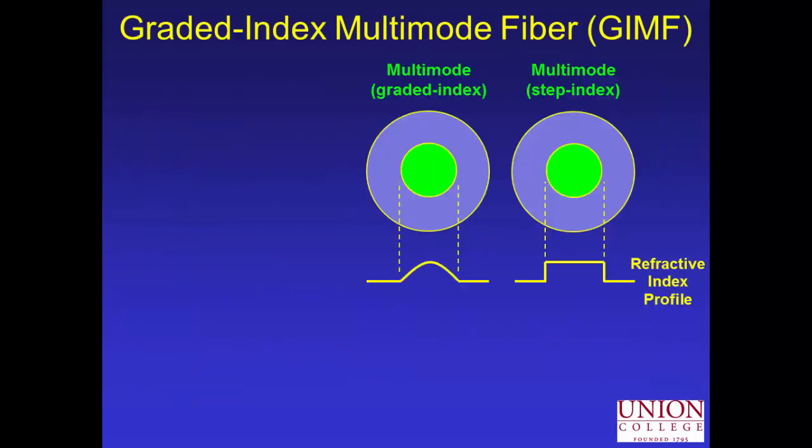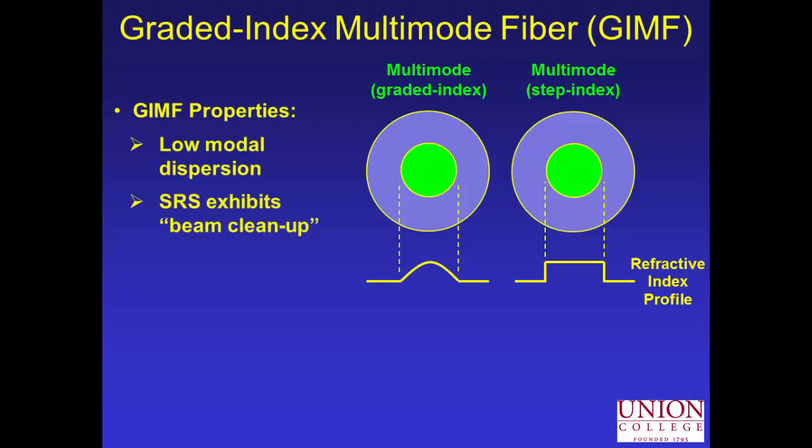As far as just a quick tutorial on graded index multimode fibers, most of us are probably familiar with the usual case, which is called a step index. The core has a very uniform refractive index profile. Graded index has a parabolic refractive index within the core. That's actually very advantageous for optical communications, because the different optical modes that can propagate in a graded index fiber basically travel at the same speed. That's important when you're sending information. But for our application, what's very interesting is that stimulated Raman scattering exhibits what's called a beam cleanup effect in graded index fibers.